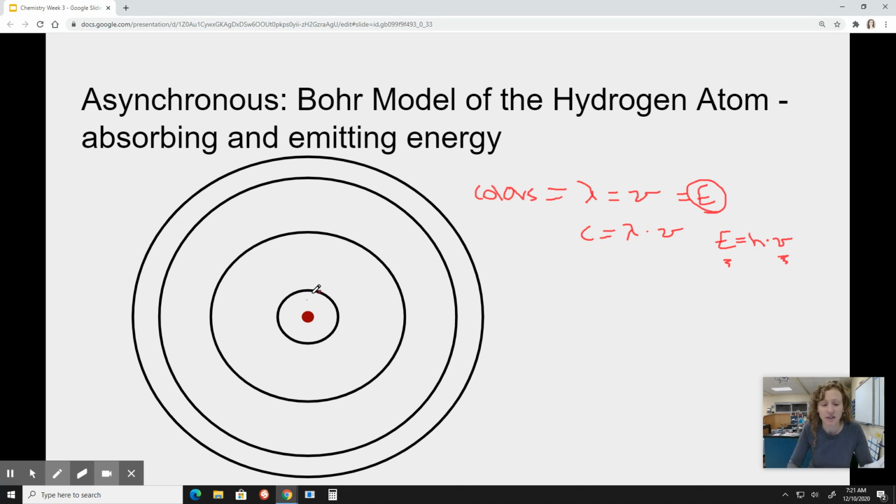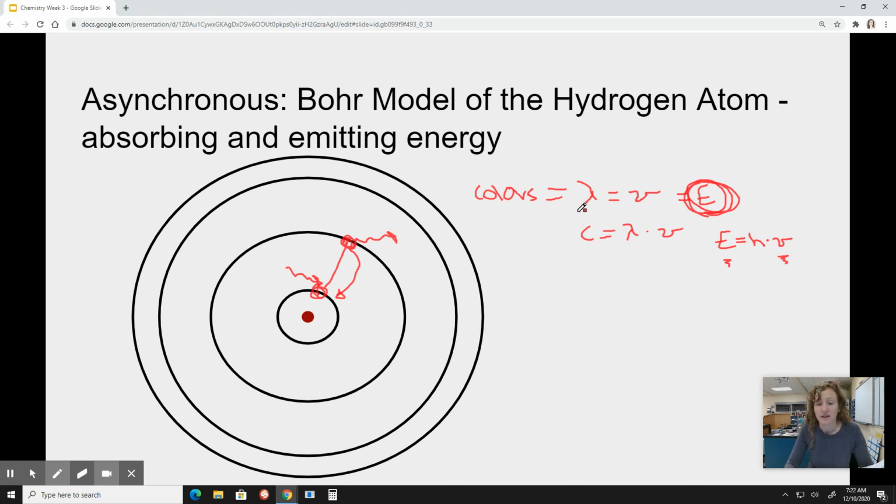If the electron is going to move from the first energy level to the second energy level, it has to absorb a very specific amount of energy, or a packet of energy, so to speak. Well, this is the energy that it has to absorb. And when the electron emits that energy and falls back down, it's going to emit the exact same energy.